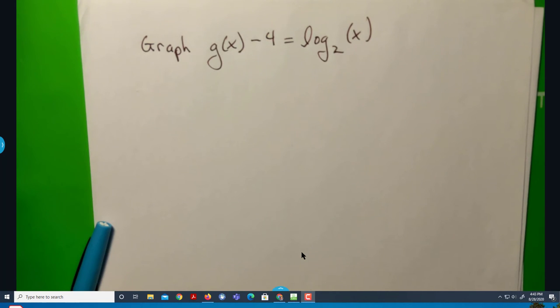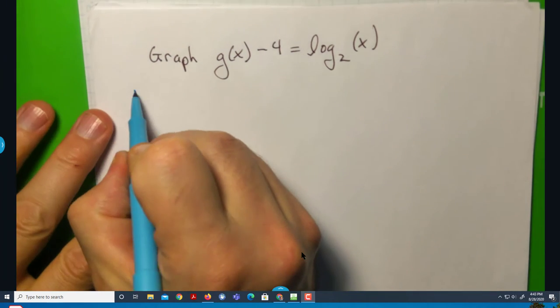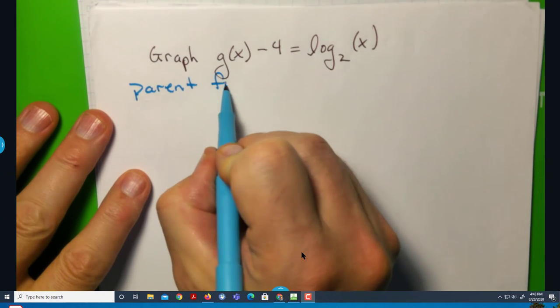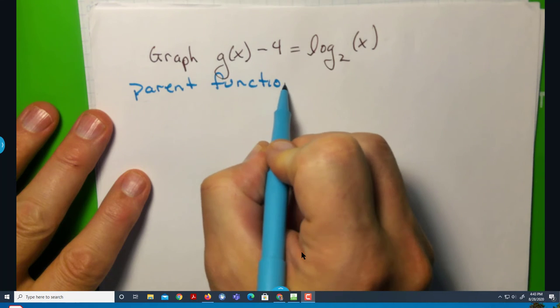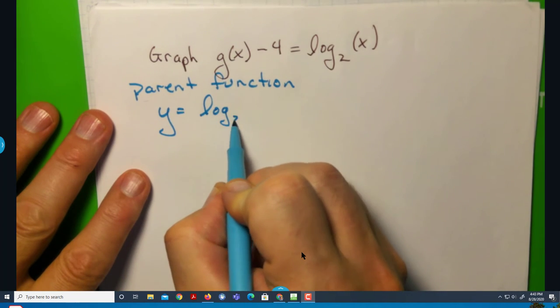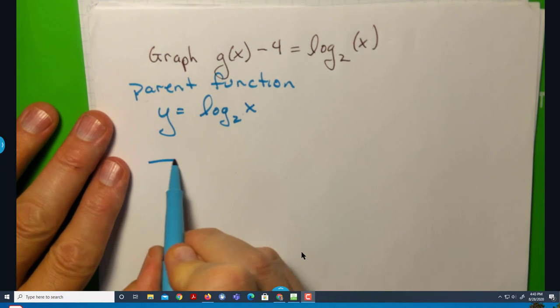So the second video that we're going to take a look at today for transformations is just this one. We're going to transform the log base 2 function. So we have a couple different things that we need to look at, and I want to build review in here. So my parent function is y equals the log base 2 of x.